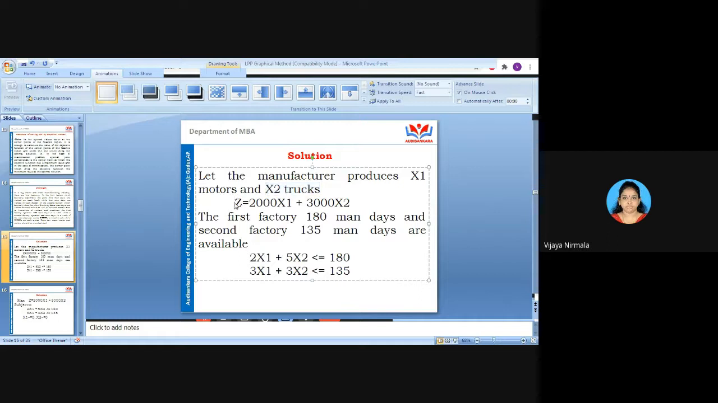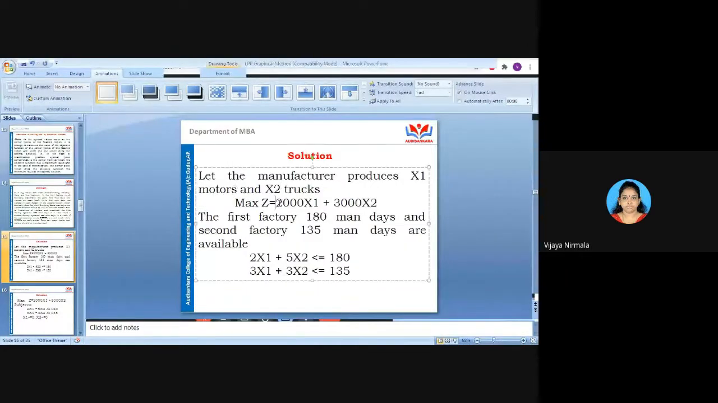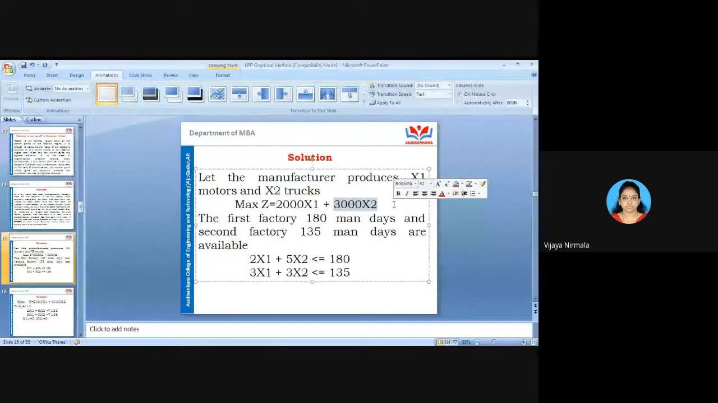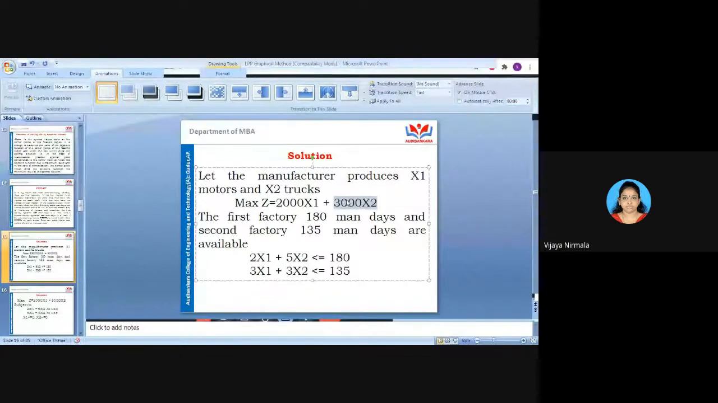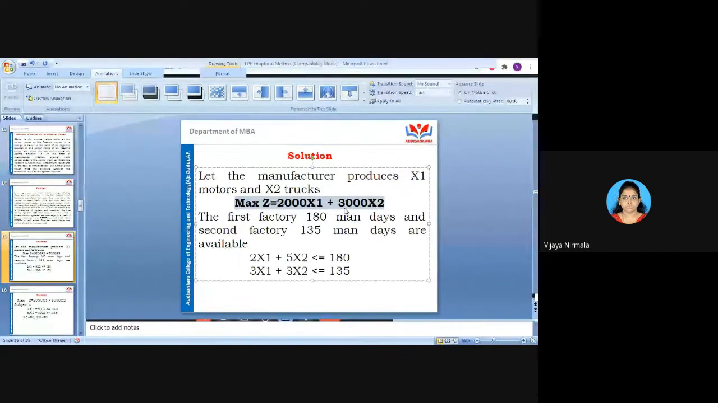Now write the maximization function. Max Z is equal to X1 is motors, and motor is 2,000, so 2,000 X1 plus 3,000 for truck, so 3,000 X2. Maximize Z is equal to 2,000 X1 plus 3,000 X2. Did you understand how I have written the objective function?